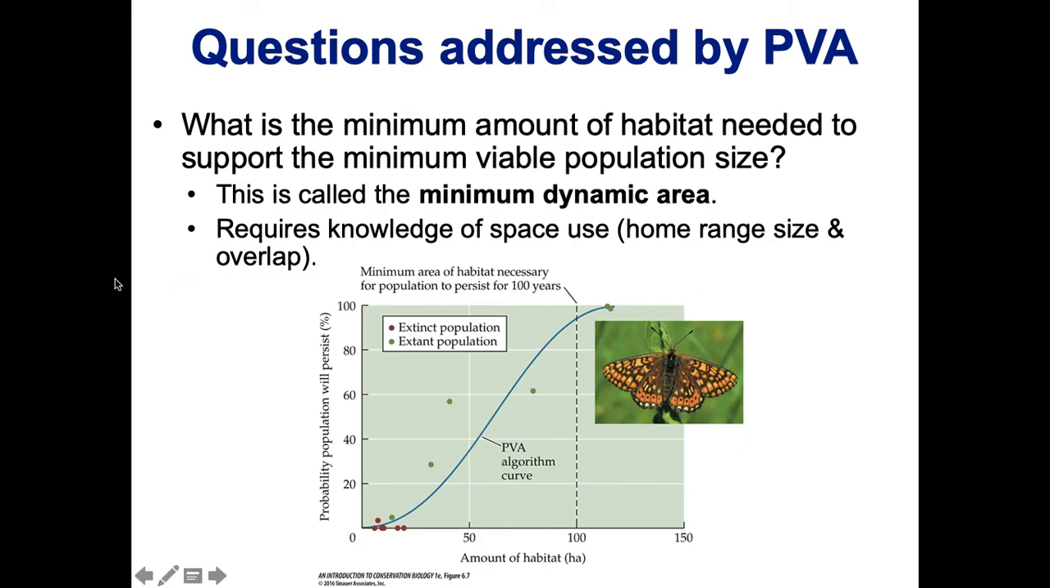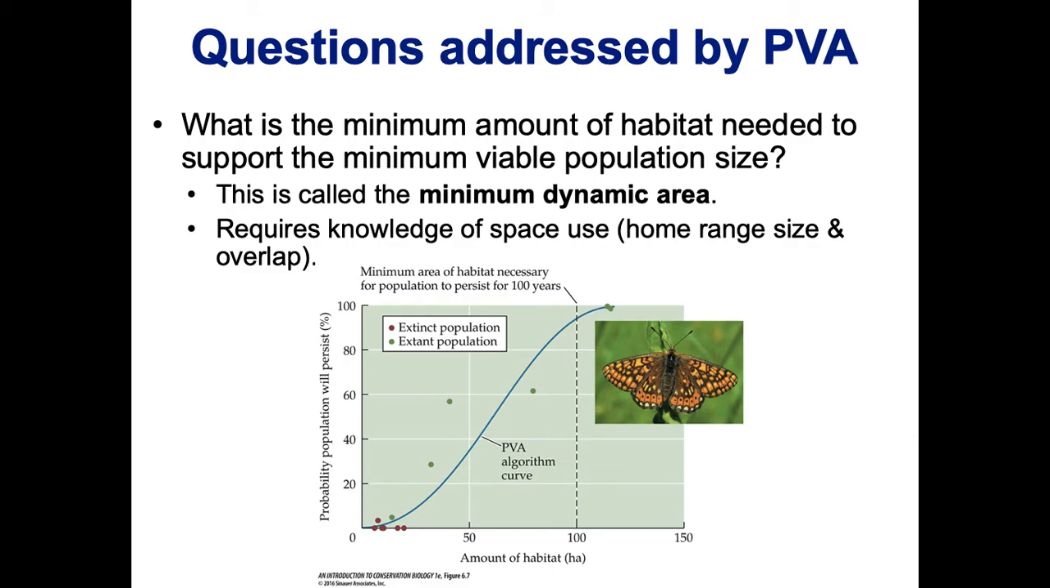So the next thing you can also look at is what is the minimum amount of habitat needed to support the minimum viable population size. That might sound confusing, but basically you want to know how big of an area you need to preserve to make sure you have a population that's going to persist for a long time. So you want your habitat that you're preserving to at least support the minimum viable population size.